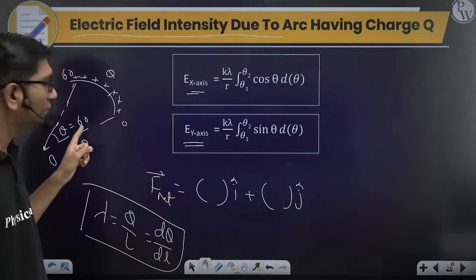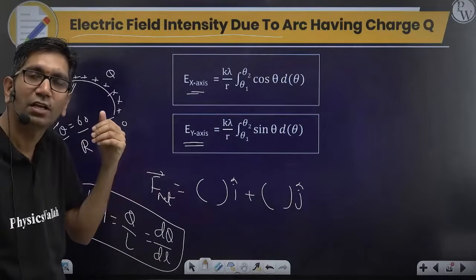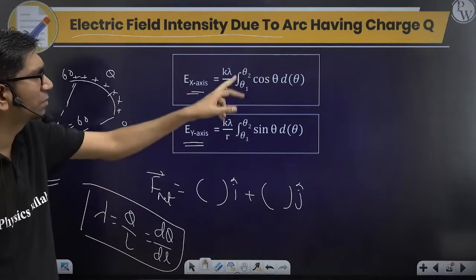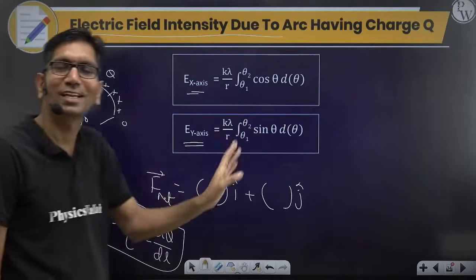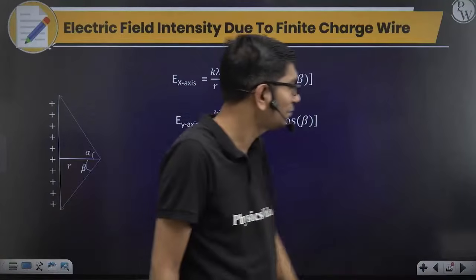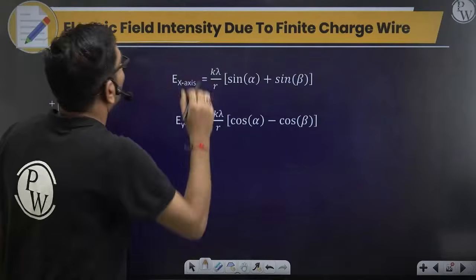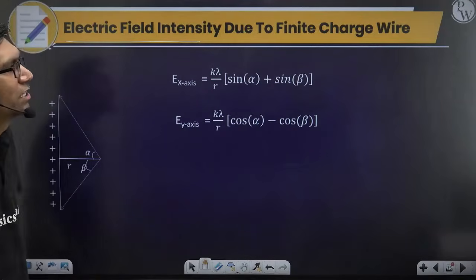So, he may give you 60 degrees, 30 degrees, 45 degrees. Whatever the angle he may give, just put it here and solve this one. You will get the final answer. This is the best trick. Remember the formula. Electric field intensity due to a finite charged wire.